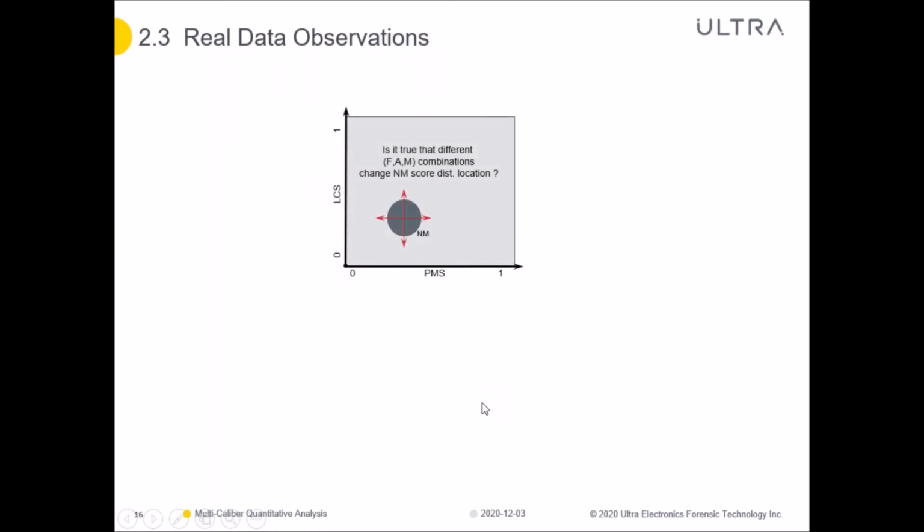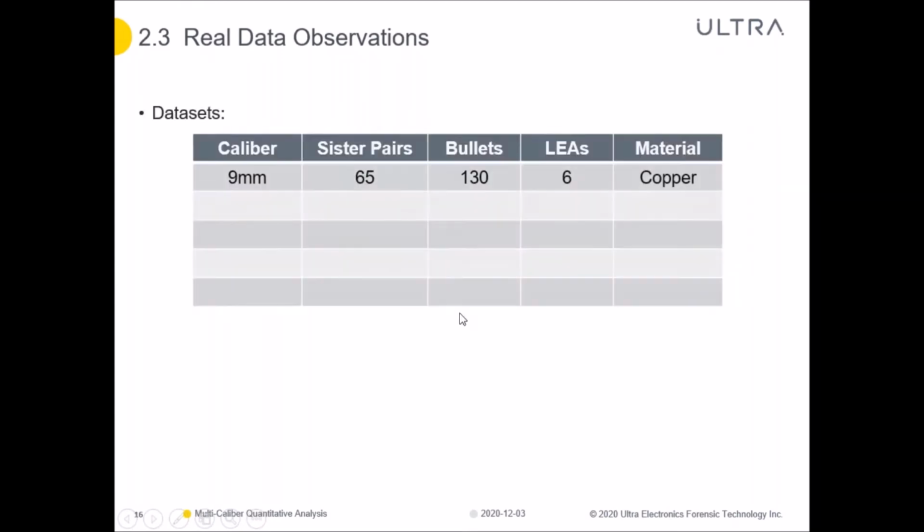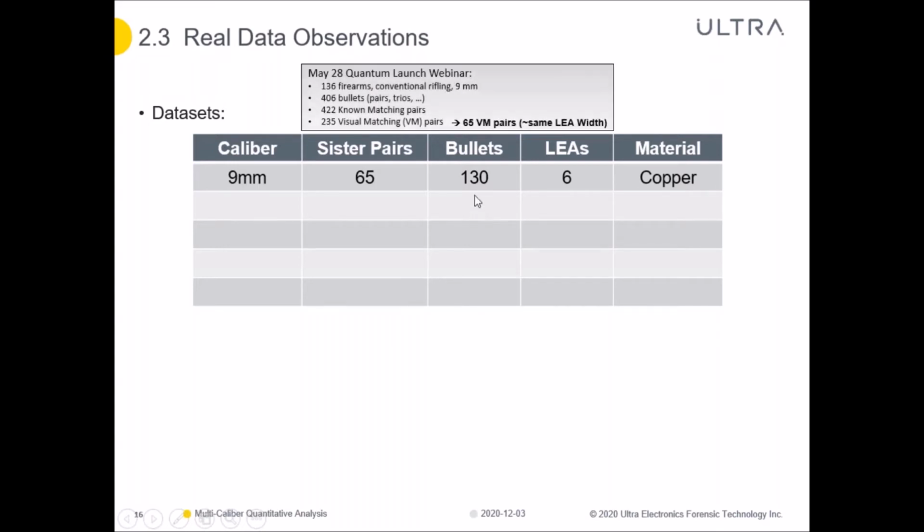But is that true, what I just said, that different FAM combinations change the non-matching score distribution location? Well, to answer that question, we need to acquire several datasets. My first dataset, which I call my reference dataset, is 9mm caliber. We have 65 sister pairs for a total of 130 bullets. I picked 65 visual matching pairs among the 235 I had at the first webinar, and the reason is that I chose the ones that have rigorously the same leeward.